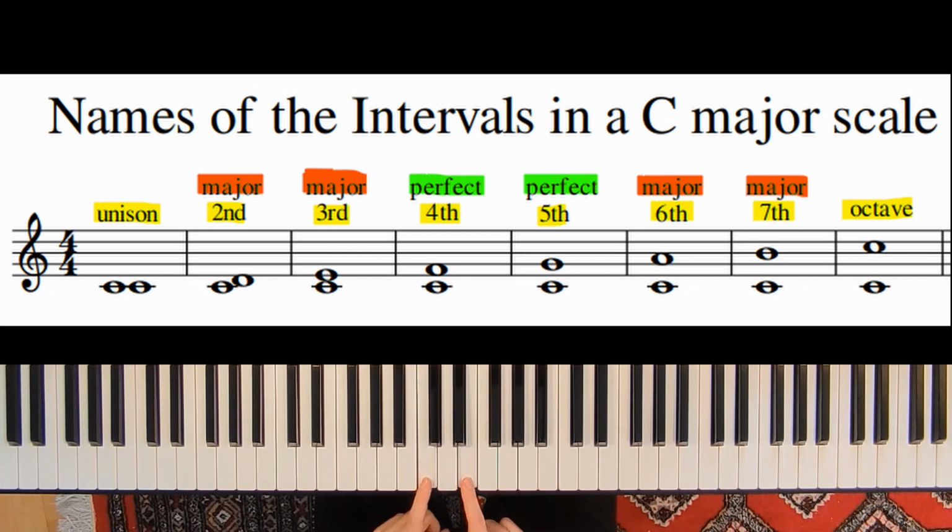And then we have C to E is a major third. C to F is a perfect fourth. C to G is a perfect fifth. C to A is a major sixth. C to B is a major seventh, and C to C is a perfect octave.